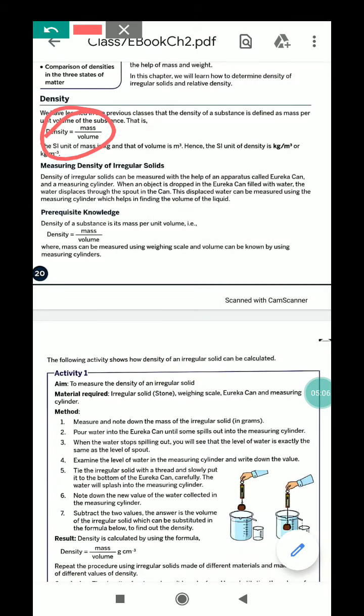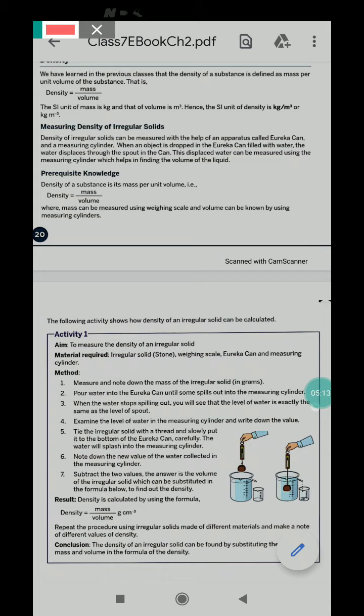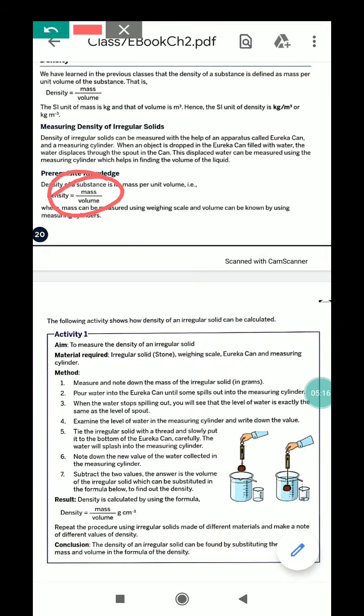We have to use this previous knowledge: the density of a solid substance is its mass per unit volume, that is, density is equal to mass by volume. Whatever mass we get after measuring and whatever volume we get, we can find the density of that irregular solid, where mass can be measured using a weighing scale and volume can be found using a measuring cylinder.